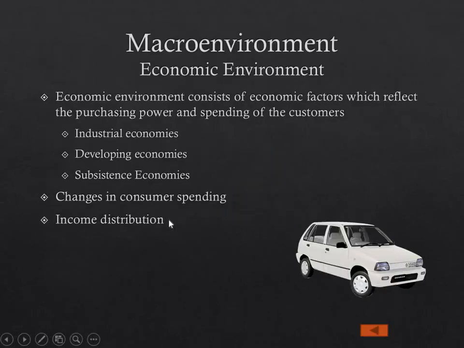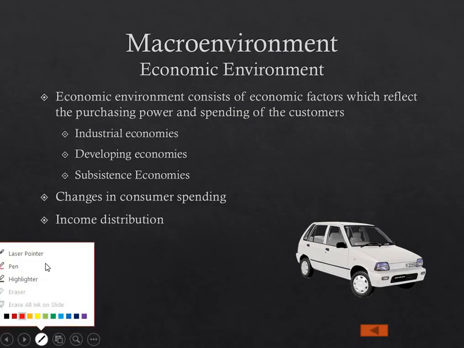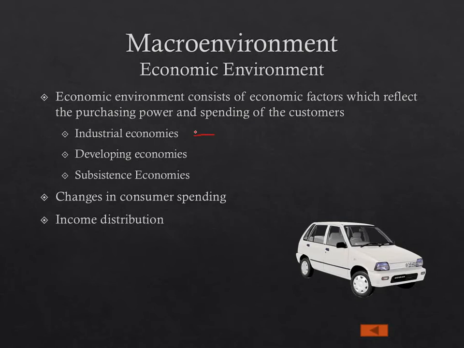Then there is economics. When we talk about economics, the economic environment consists of the economic factors, right? And this is pretty straightforward. There are 3 types of economic factors: industrial economies, developing economies, and subsistence economies. Now the industrial economies are the booming economies. The developing economies are just like us. The subsistence economies are generally below the developing economies, right?